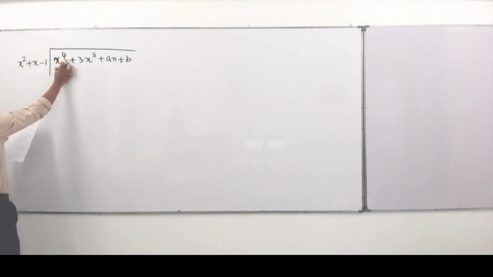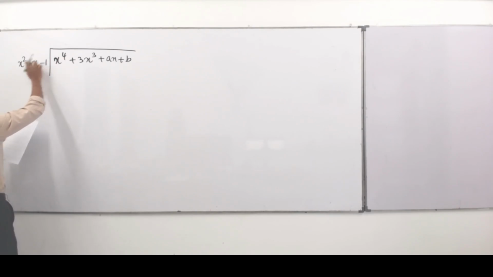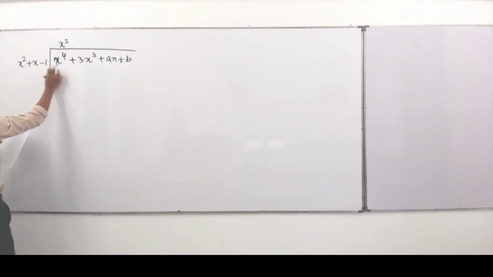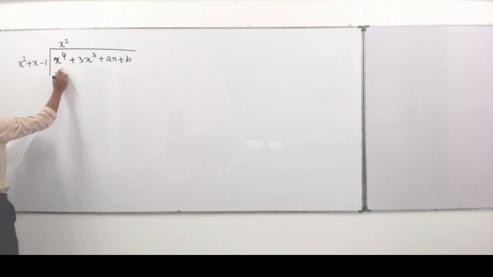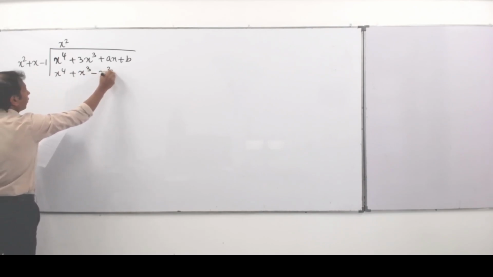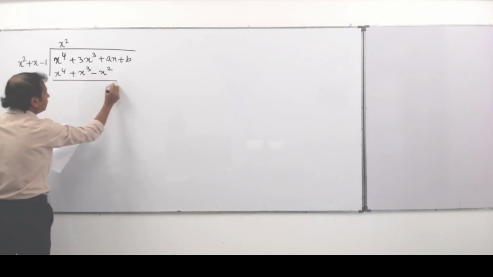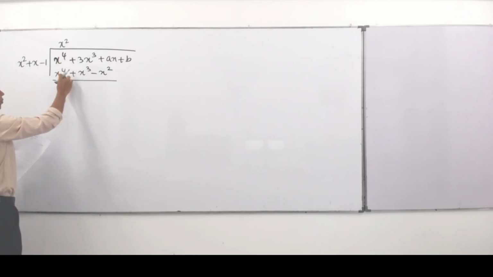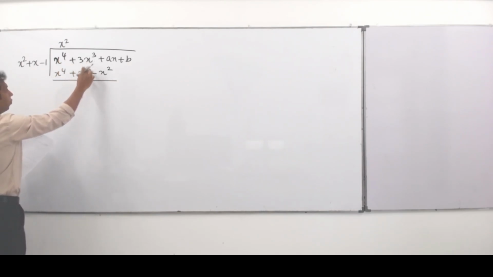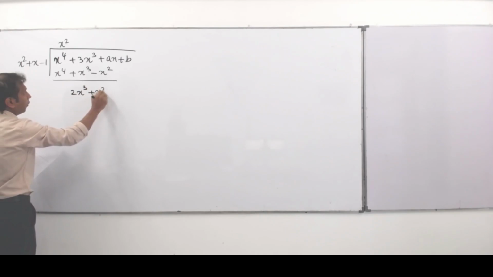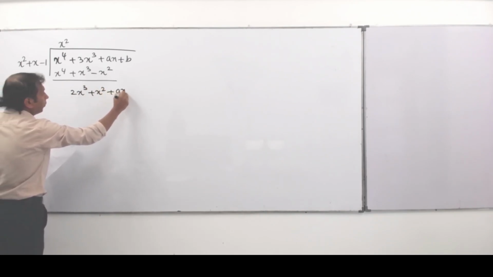First is x^4; we divide by x^2, we get x^2. By x^2 we multiply all these three terms and write below this, then we get x^4 + x^3 - x^2. Now subtract this, then x^4 minus x^4 is 0, 3x^3 minus x^3 is 2x^3, and here this will be plus x^2 and ax + b.